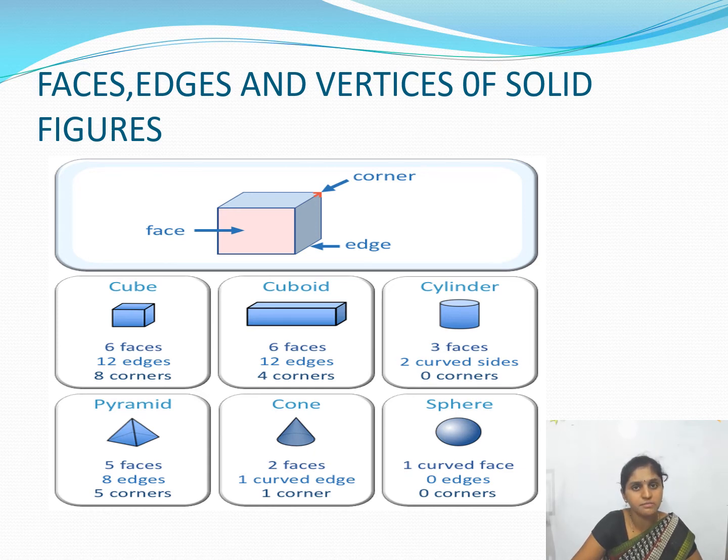If the vertex will be there, we will join a line. Without vertex, how will you join a line? Is it possible? No, it is not possible. So it means there are no edges. Is there a face? Yes, it has one face. Which type of face is it? It is a curved surface. Yes, it is a curved face.